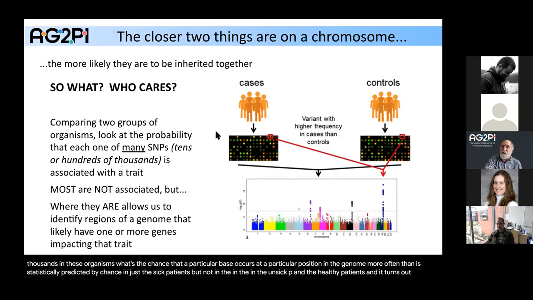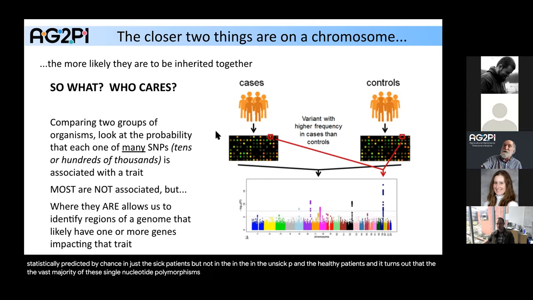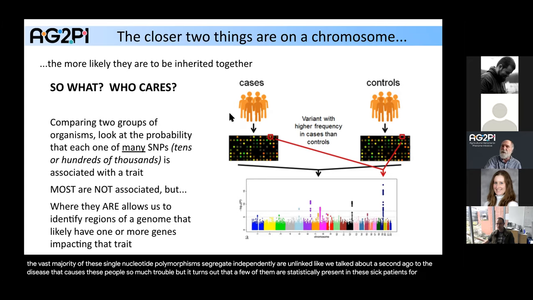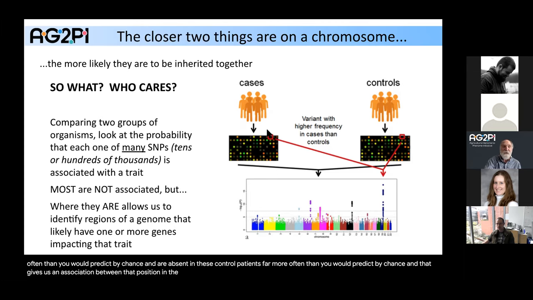And it turns out that the vast majority of these single nucleotide polymorphisms segregate independently, are unlinked, like we talked about a second ago, to the disease that causes these people so much trouble. But it turns out that a few of them are statistically present in these sick patients far more often than you would predict by chance, and are absent in these control patients far more often than you would predict by chance. And that gives us an association between that position in the DNA and the cause of this disease. And that kind of thing gets mapped in a graph here, where you're looking at the negative log of the probability that this particular SNP at this particular place on a chromosome is present in these cases just by chance. So the less likely it is that it's just an accident, the higher up you get on this graph.